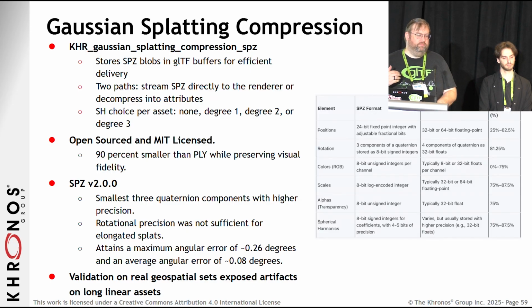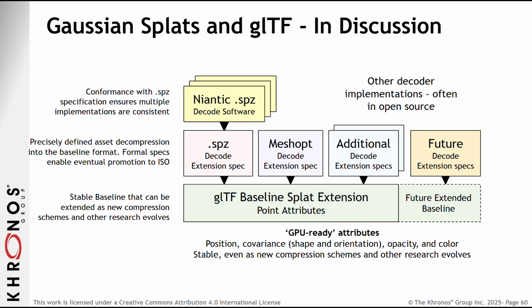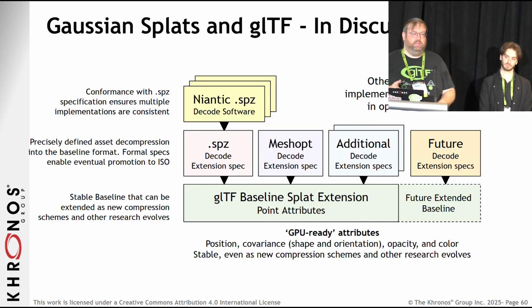And so we are doing validation on real geospatial sets, and please try it out, see if it does what you need it to do. And the good thing is that if SPZ doesn't fit your needs, the idea with the baseline splat extension is that you'll be able to extend it and do other compression methods on top of that. So right now, for the AECO and geospatial areas, we're using a lot of SPZ. Well, maybe you want to use MeshUp, maybe you want to use SOGS or something else. Well, we can actually build extensions that can do those compression formats elsewhere.